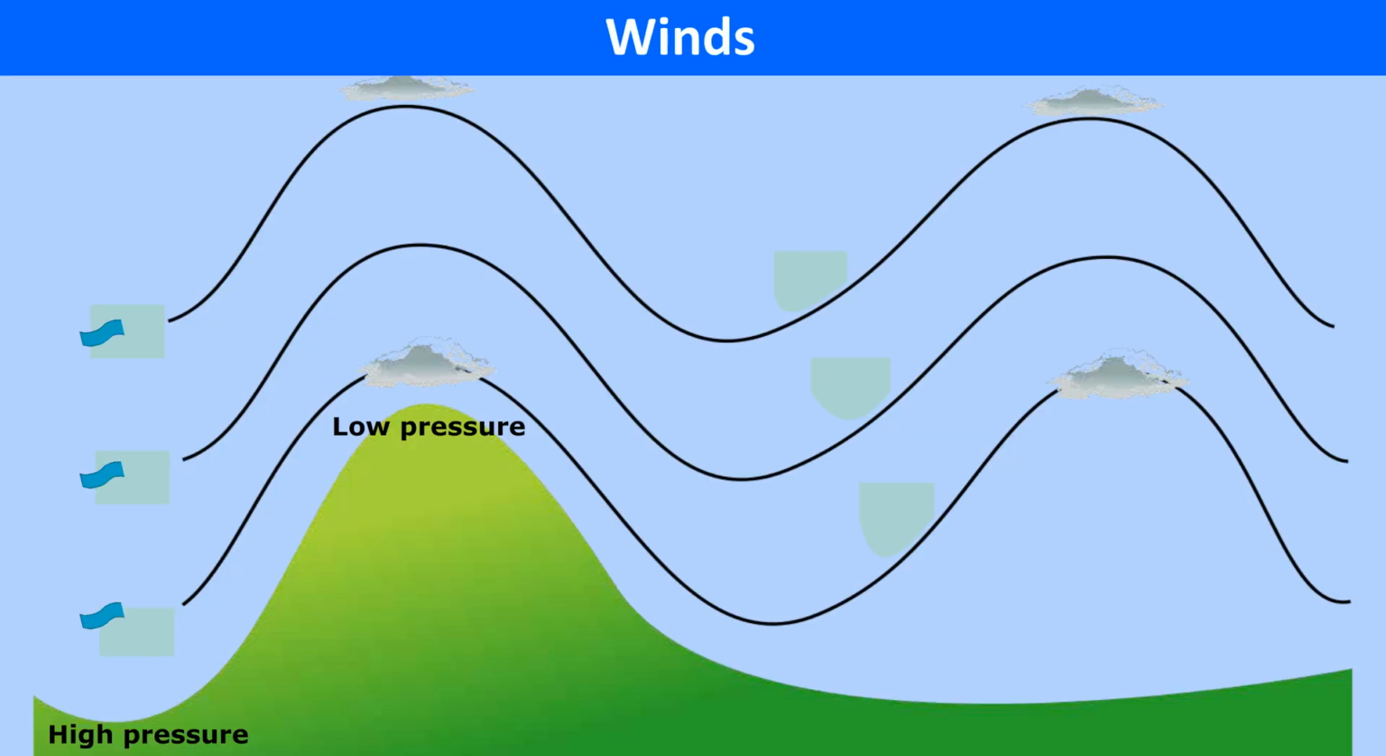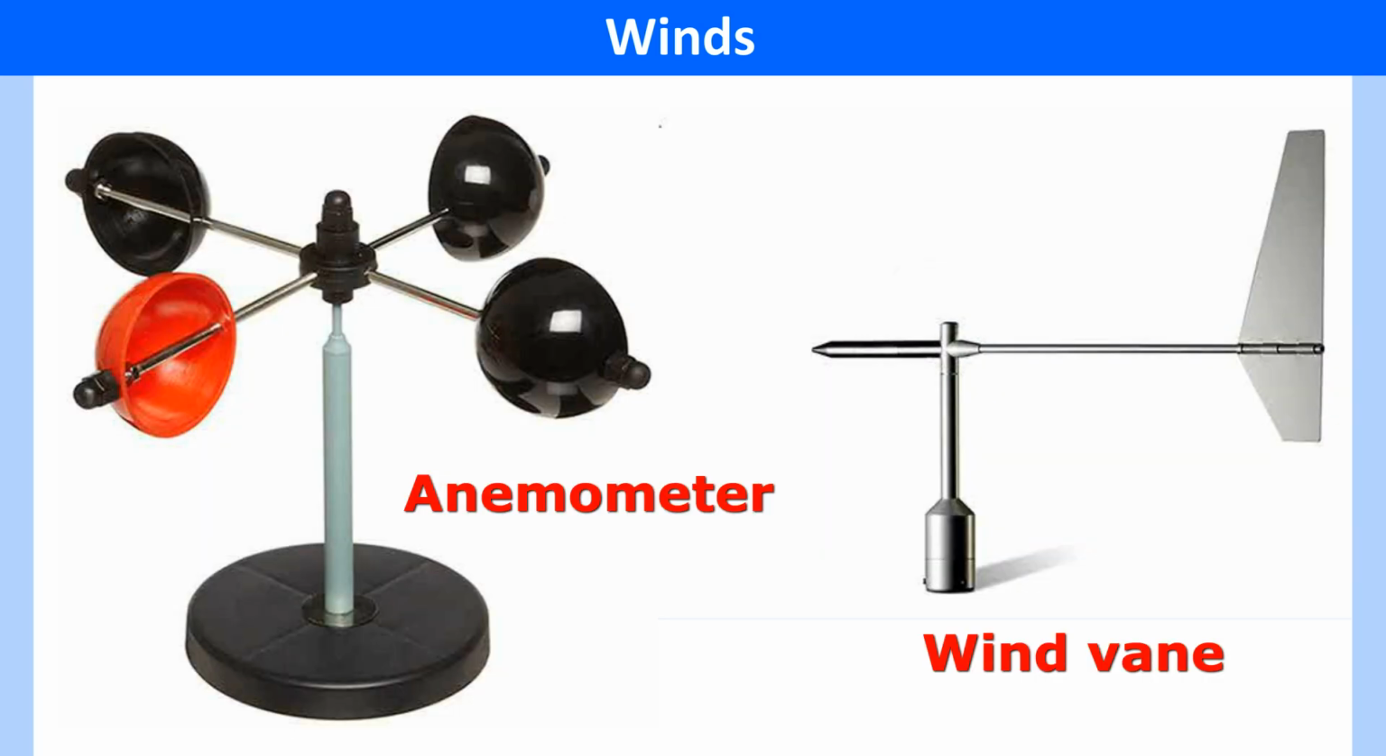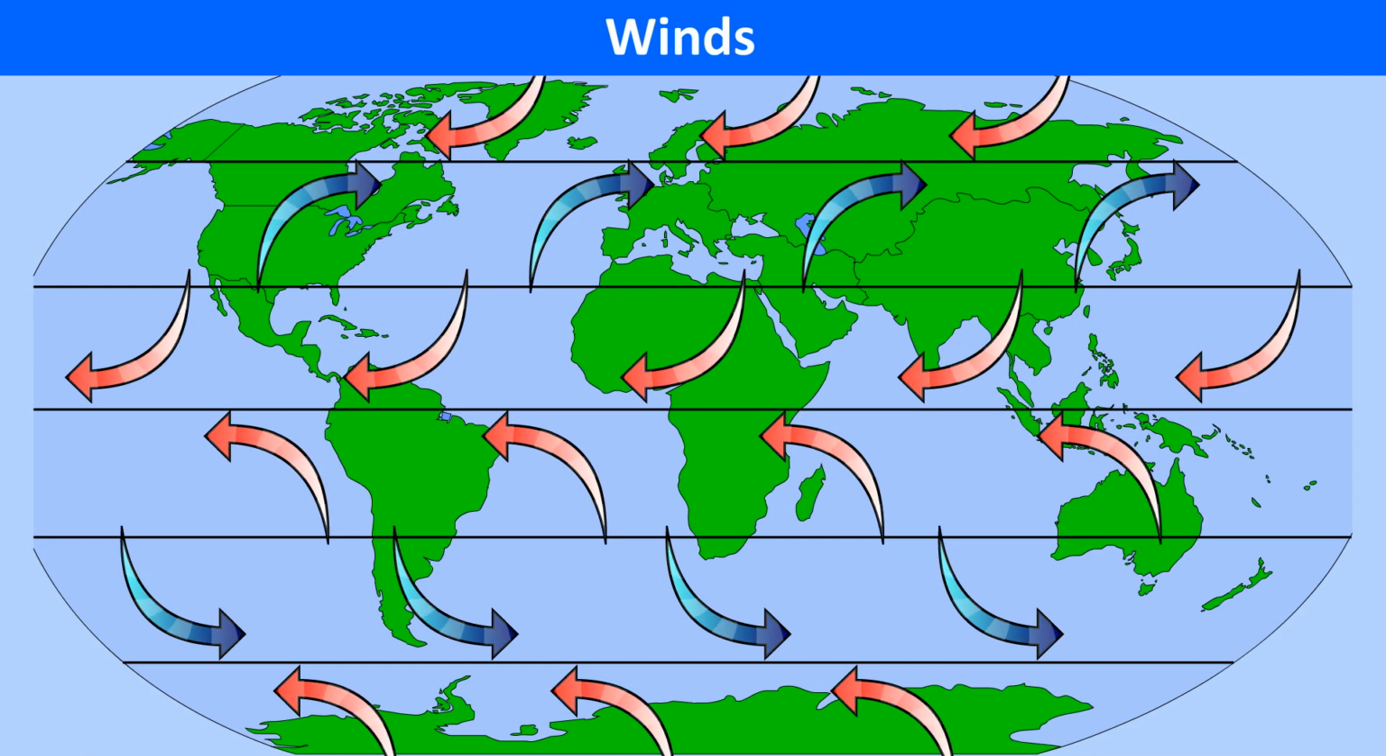Winds. The horizontal movement of air on the Earth's surface from an area of high pressure to an area of low pressure is called a wind. An anemometer keeps a record of wind speed while a wind vane measures the direction of the wind. Winds are named after the direction from which they blow. That is, when winds blow from the northern or southern side, they are known as north or south winds.